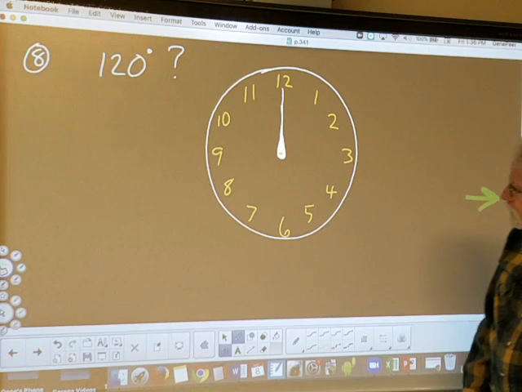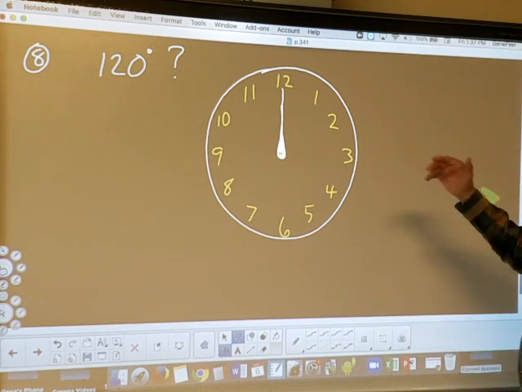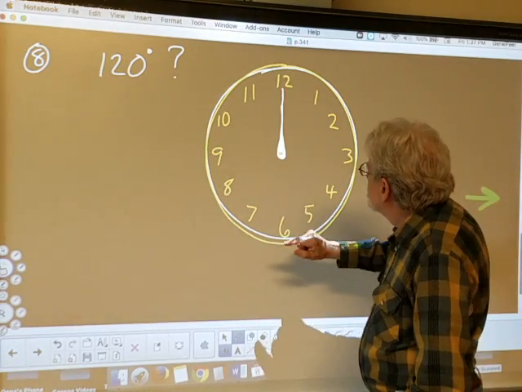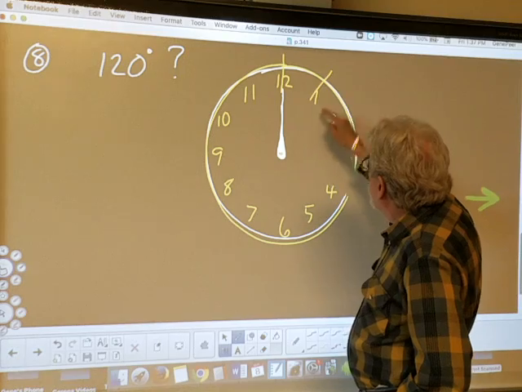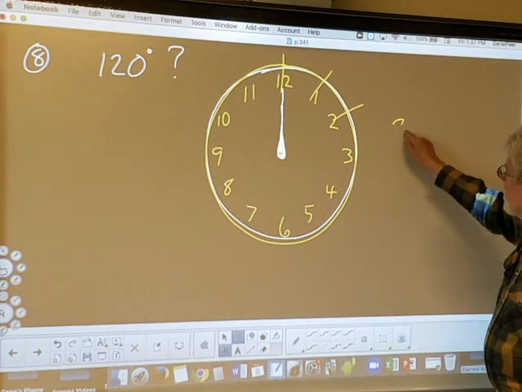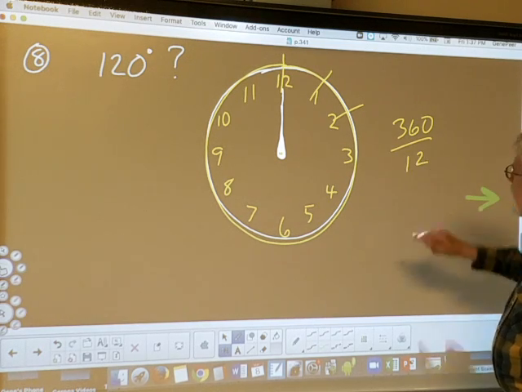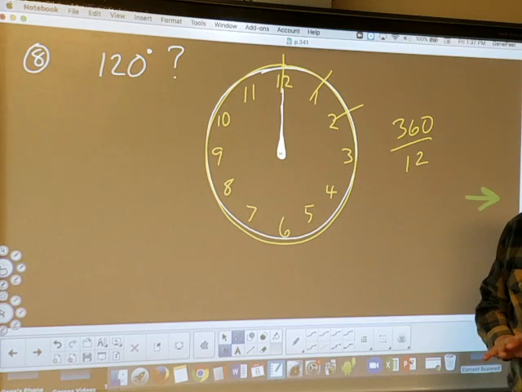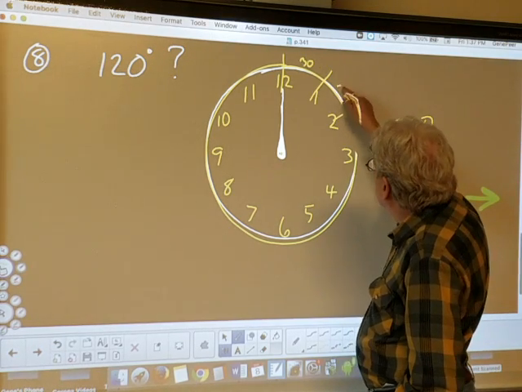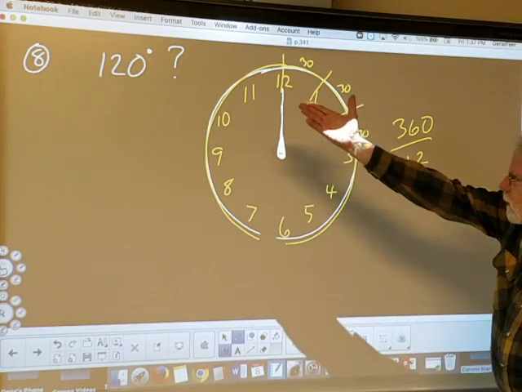Number 8. There are several ways to look at this. One way is to say, well, I know the whole circle is going to be 360, so what is each hour? If the whole circle is 360, take 360, divide by 12 hours, and you end up with each hour being 30 degrees. We have a 30-degree arc, a 30-degree arc, a 30-degree arc. How many of those does it take to make 120 degrees?